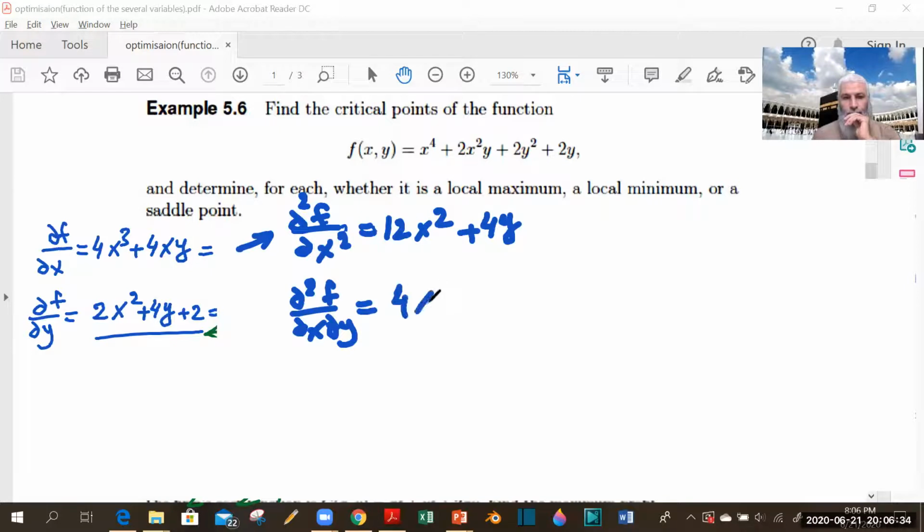4x. Derivative of y is 1. This is 0 because there is no y here. Derivative of y is 1, and 1 multiplied by 4x is 4x.